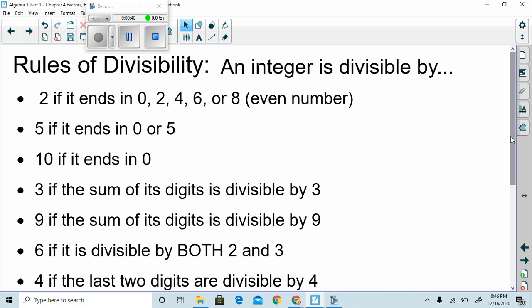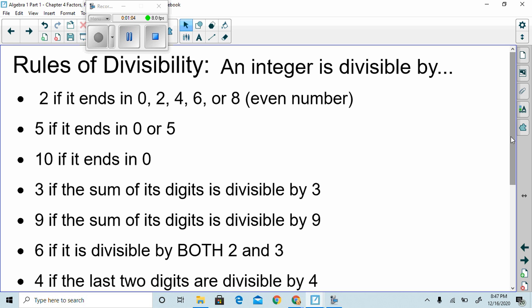Some common ones that you already know also include 5. A number is divisible by 5 if it ends in 0 or 5. 10 is another easy one to remember. If it ends in 0, it's divisible by 10.